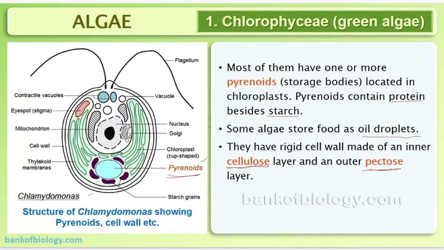One of the examples that we can show is Chlamydomonas, and here you can see the presence of pyrenoids, which are storage bodies. You can see the presence of the chloroplast, which is cup shaped, and then the nucleus, Golgi body, vacuoles, locomotor organs, flagellum, and another type of vacuoles, contractile vacuoles. There is the presence of an eye spot, and of course the all-powerful energy-giving mitochondria, and the rigid cell wall. This is what you need to remember: cellulose plus pectose, and then thylakoid membranes.